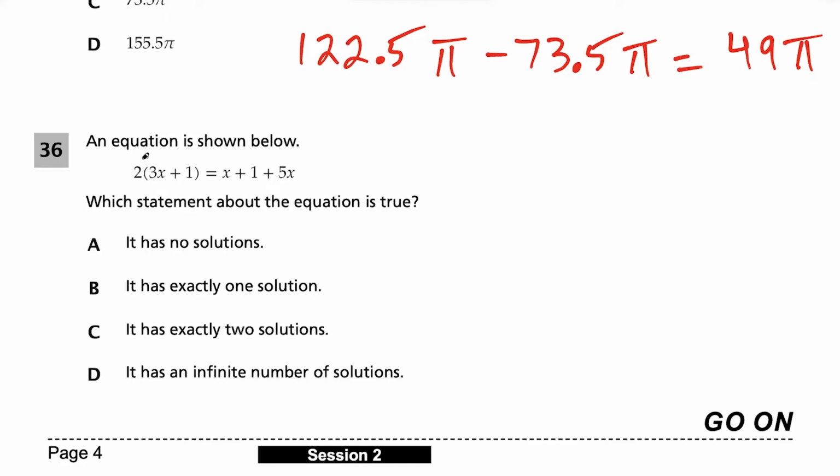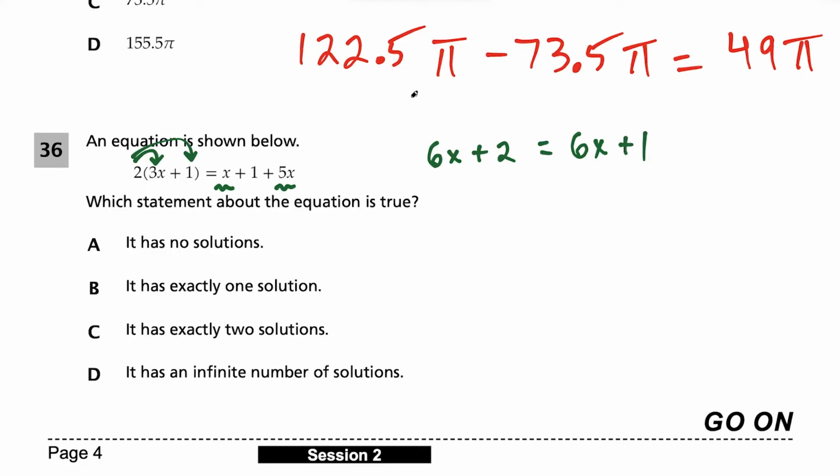So for this one, I'm going to start off by using the distributive property. I'm going to distribute the 2, and we have 2 times 3x is 6x, and then plus 2 times 1 is 2. And now on the right side, I'm just going to combine like terms. Notice I have an x and a 5x, so I have x plus 5x. The invisible number in front of x, if it's not written, is 1. So I'm really just doing 1 plus 5 is 6. So I have 6x and then plus 1.